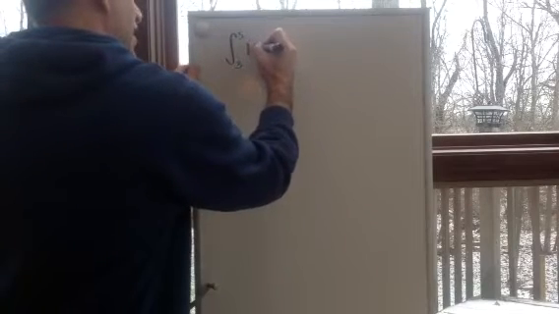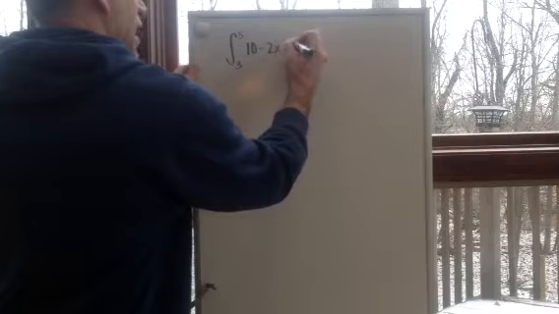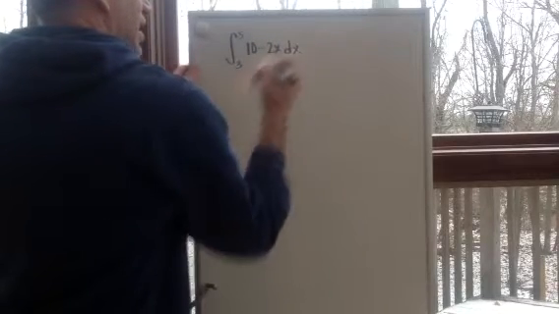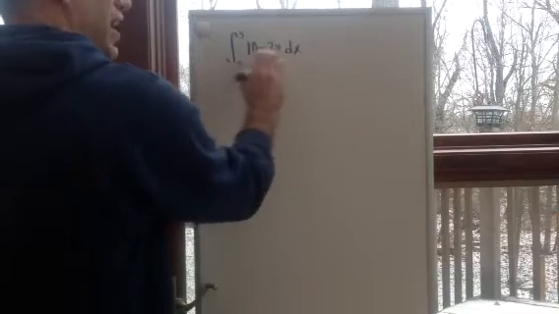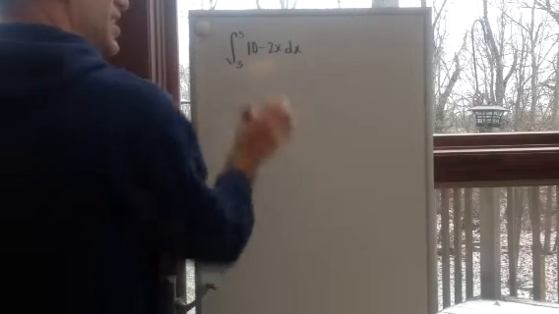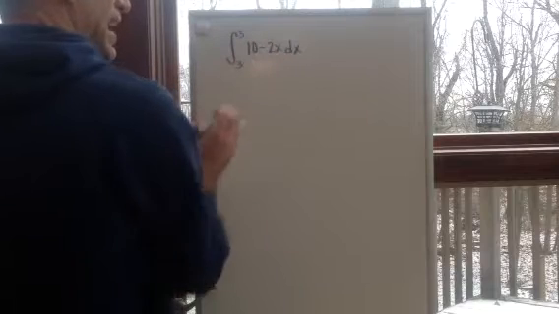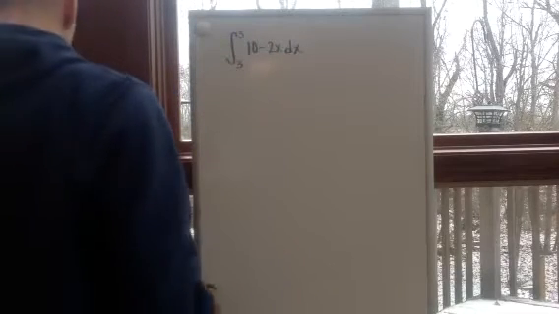We're going to go 10 minus 2x dx. Okay, and the dx is part of the notation here. We are integrating with respect to x. The 10 minus 2x is what we're actually using as our function.